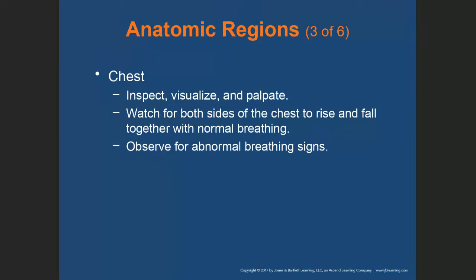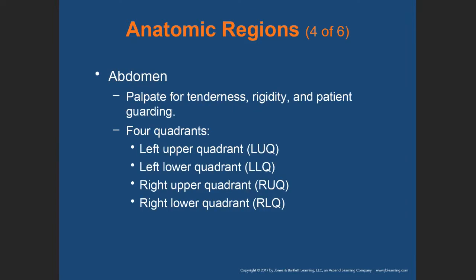For the chest, inspect, visualize, and palpate. Watch for both sides of the chest to rise and fall together with normal breathing. Observe for abnormal breathing signs. For the abdomen, you will palpate quadrant by quadrant. So you palpate for tenderness, rigidity, and guarding.